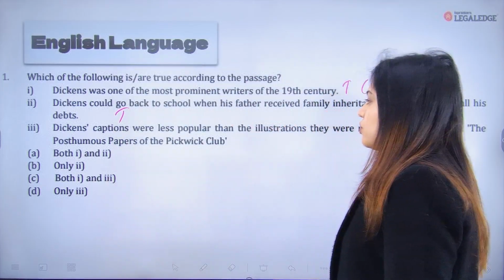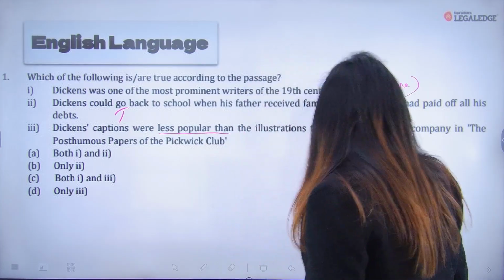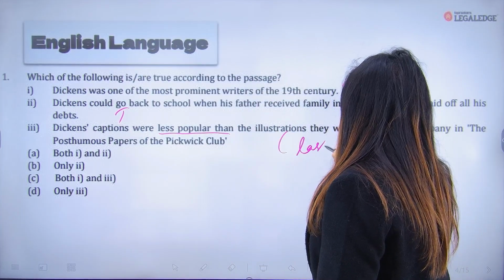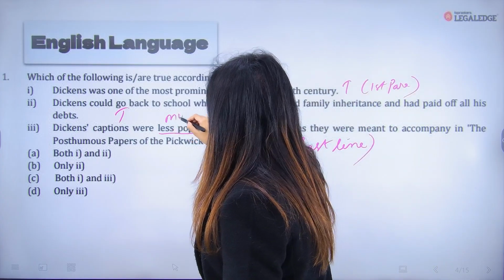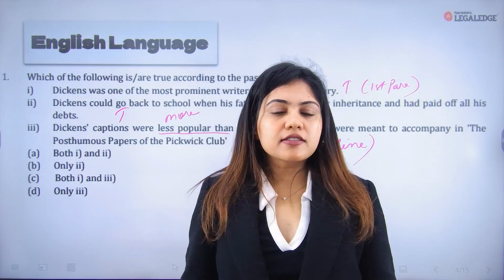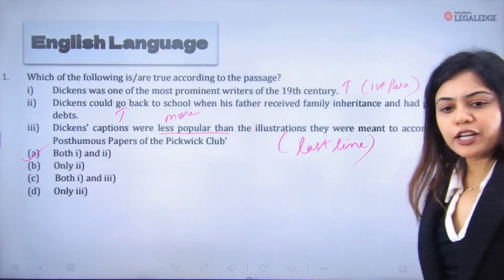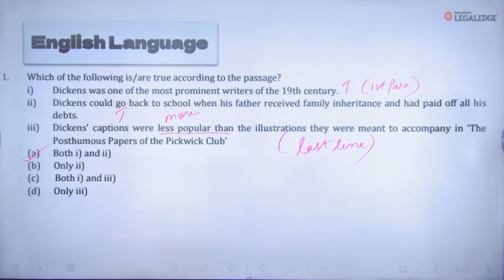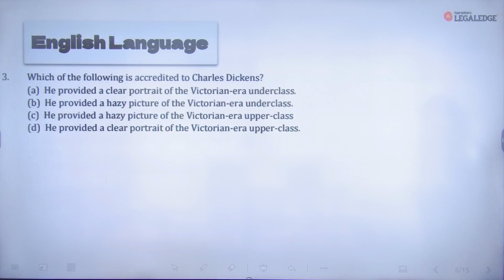This is also true. Dickens' captions were less popular, whereas the last line tells us that it was more popular than the original series. So the only answer that would fit here would be both 1 and 2. Third is not really true according to the passage. This we have already answered. It was a pretty direct question.